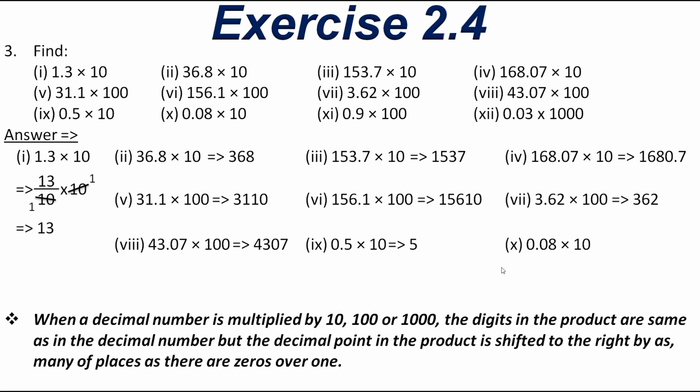Next we have 0.08 into 10. Now here one zero is there, but here we have two digits after decimal point. So what we have to do? We have to shift only one digit.